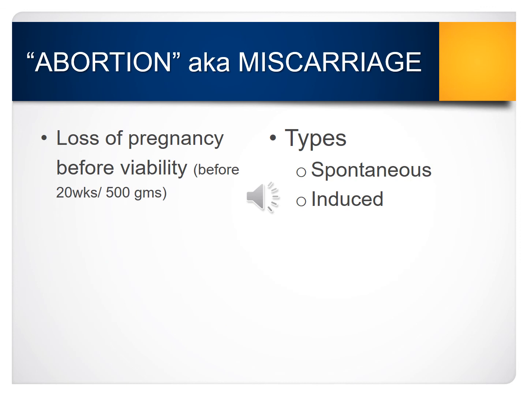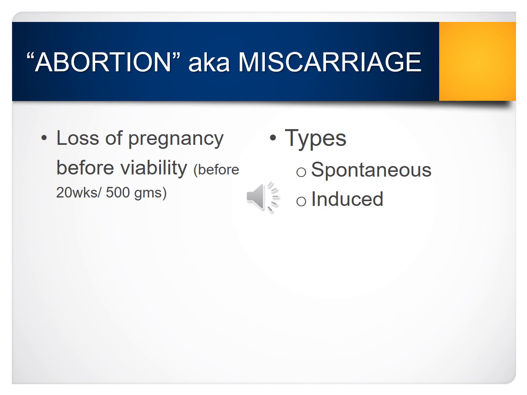The first type of early antepartum bleeding we'll talk about is abortion, also known as miscarriage. It should be noted that there are two types of abortions. There is spontaneous abortion, where there is a loss of pregnancy before the fetus is viable, so before 20 weeks gestation or 500 grams in weight. And these spontaneous losses are what we usually consider miscarriages.